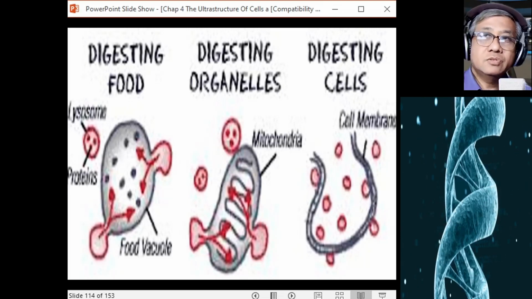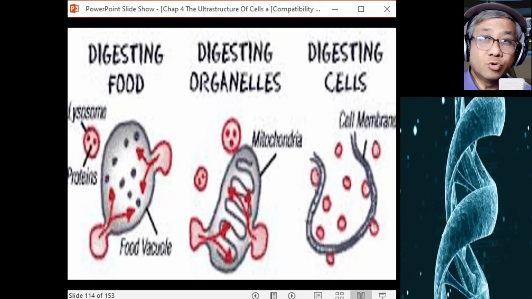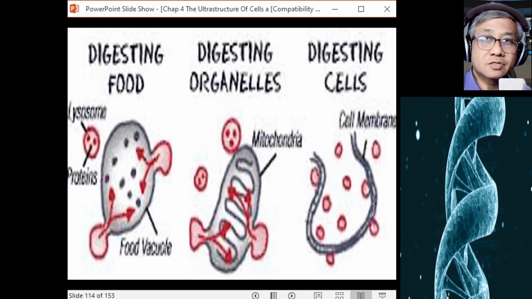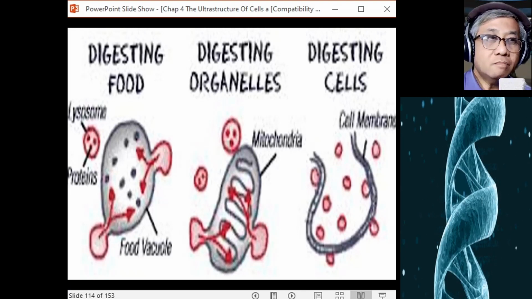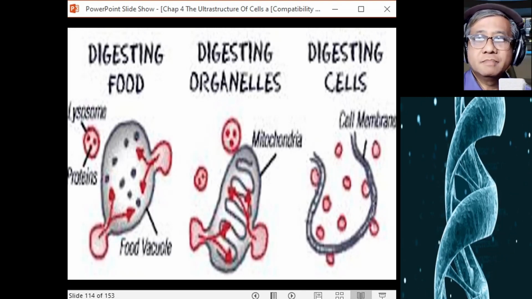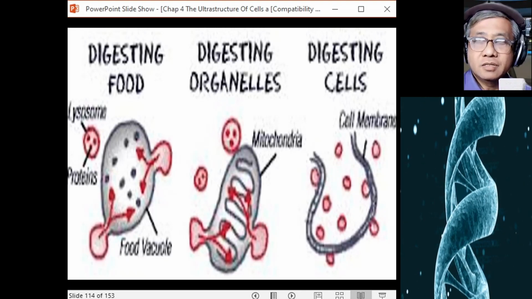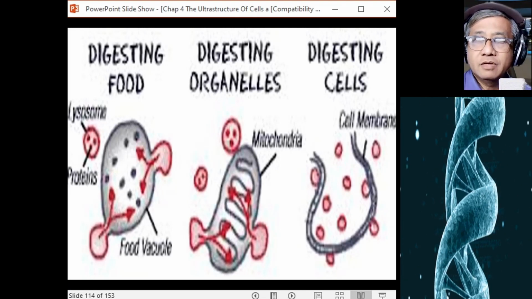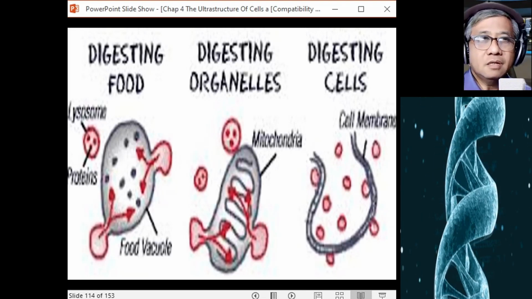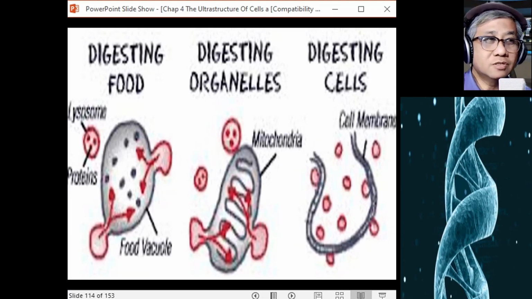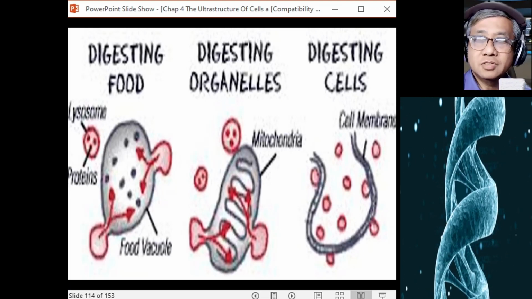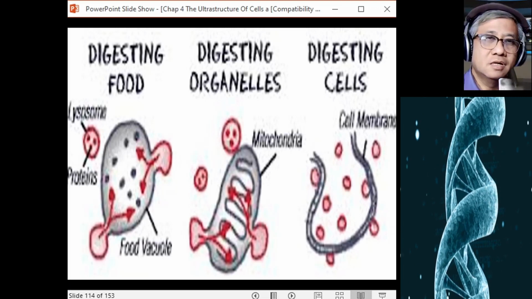The lysosome also is involved in digesting worn out organelles, so that's what we call autophagy. Now, the organic compounds are being recycled. So digesting organelles, or autophagy. And lastly, the lysosome is involved in digesting its own self, autodigestion, digesting cells.